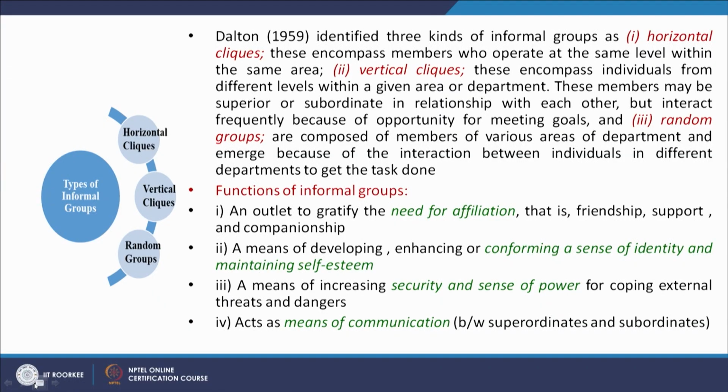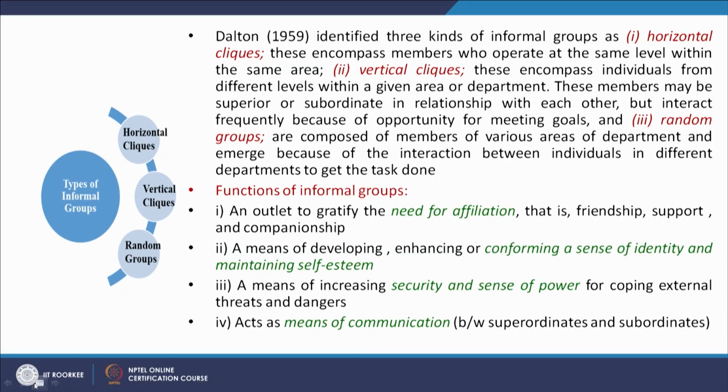Horizontal cliques encompass members who operate at the same level within the same area. For example, in any organization, it can be a group of managers who are working in the marketing department. All are middle level managers, and maybe they form their own group because of physical proximity, and they tend to form an informal group because they are working in the same department at the same level. So this is known as a horizontal clique.